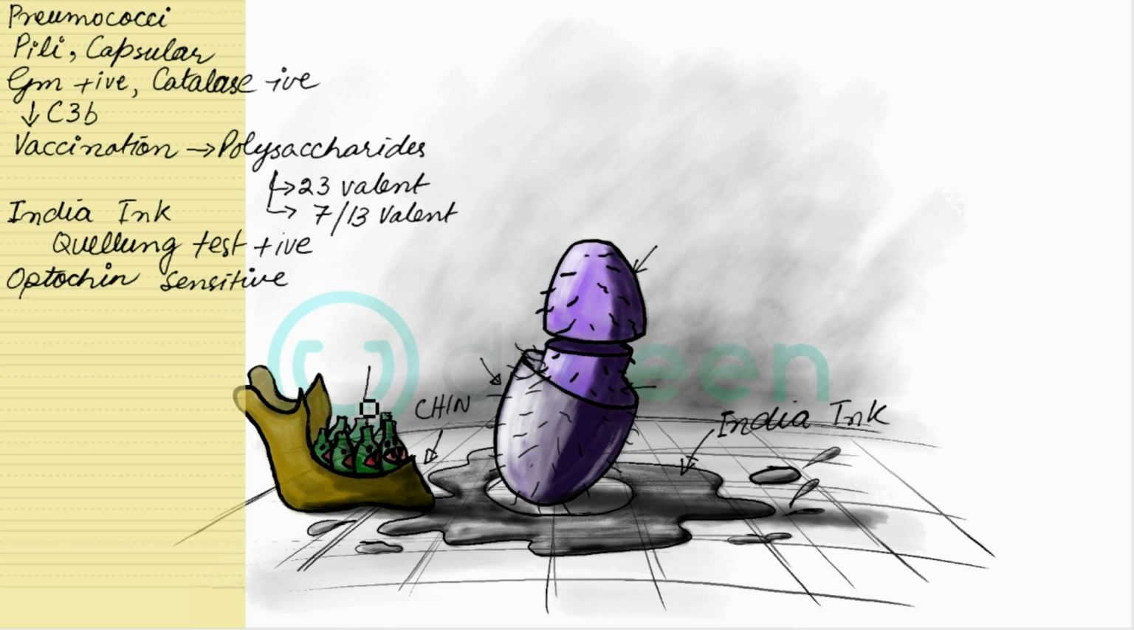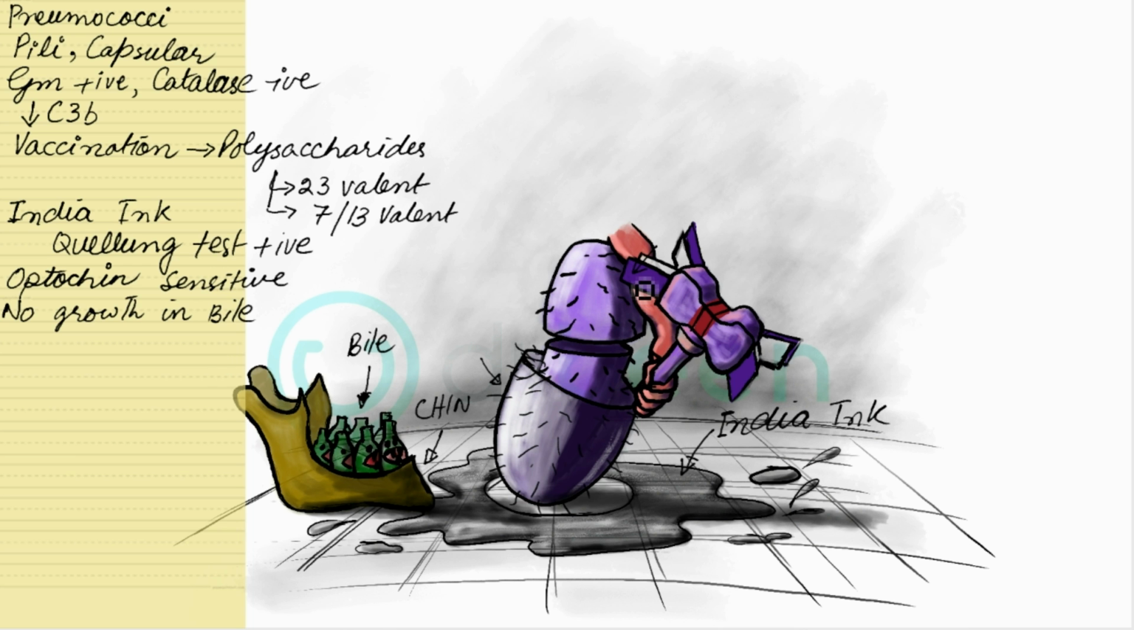Then look at these teeth. These teeth are actually made up of these bile bottles. And if you see, these bottles are acting as little monsters that are also scaring this pathogen. So the bile, it does not grow. No growth in bile. That is also an important test. No growth in bile. So now how many tests do we have? We have Gram positive, we have Quellung positive because of the capsule, it is optochin sensitive, so that is the antibiotic, and then the no growth in bile. These are all tests.